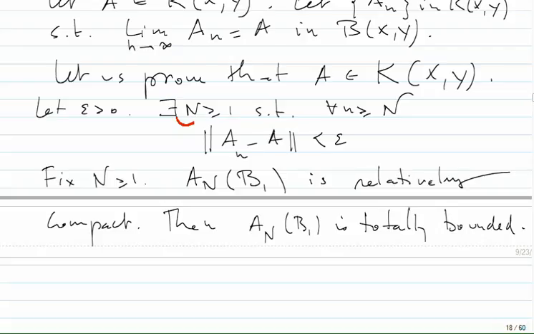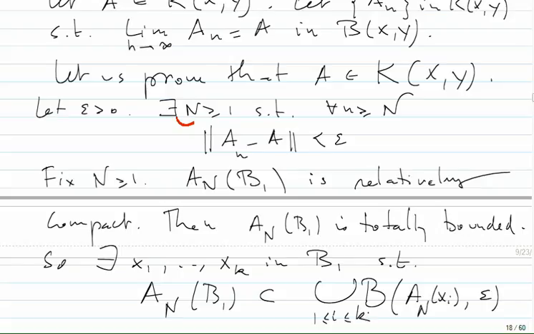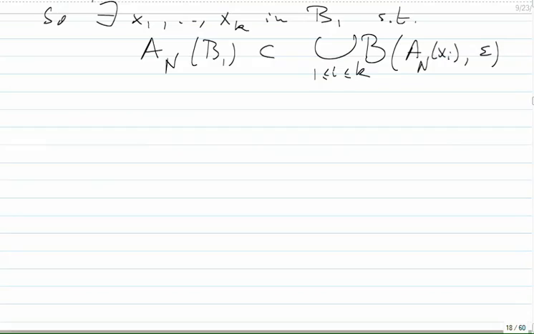Okay? So there exists x1, ..., xk, and B1 such that A_n of B1 is in the union of the balls centered at A_n of xi with radius epsilon. Okay? So now let x belong to B1.